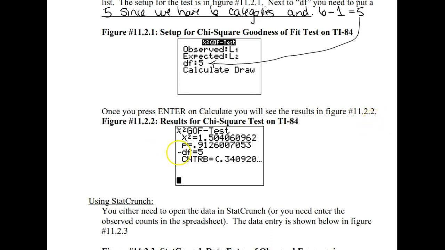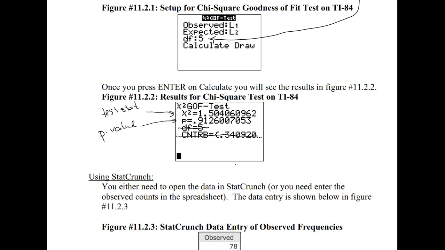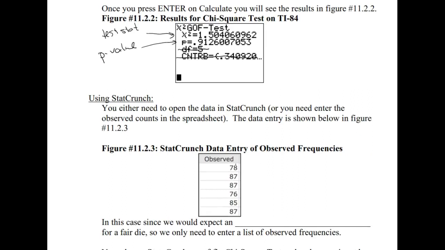So again, the only things on this output screen that we are interested in are the chi-squared test statistic and the p-value. Again, degrees of freedom, it's important to get the right one on the input screen, but we're not going to use this one in the output screen for anything. And again, these contributions go beyond the level of this course. We're not going to discuss those values either.